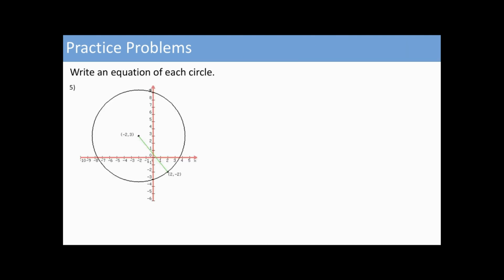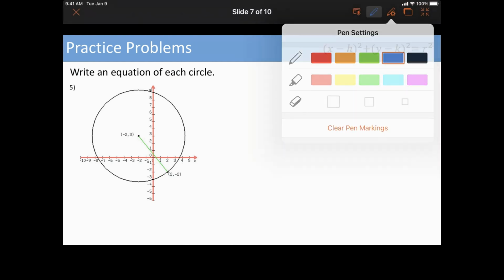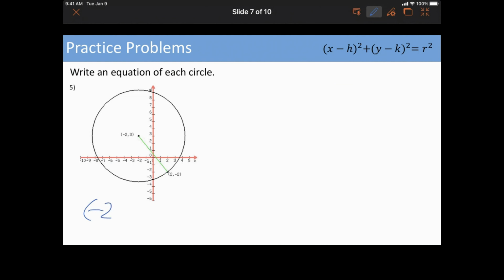Now, what if you're given a diagram? And you're like, ooh. So remember, I still need two things in my equation. I need the center and I need the radius. So I have my center, my h, k, my center is -2, 3. But what's my radius? I don't know my radius. So guess what? We're going to have to find it. So using the distance formula, we're going to find the radius.